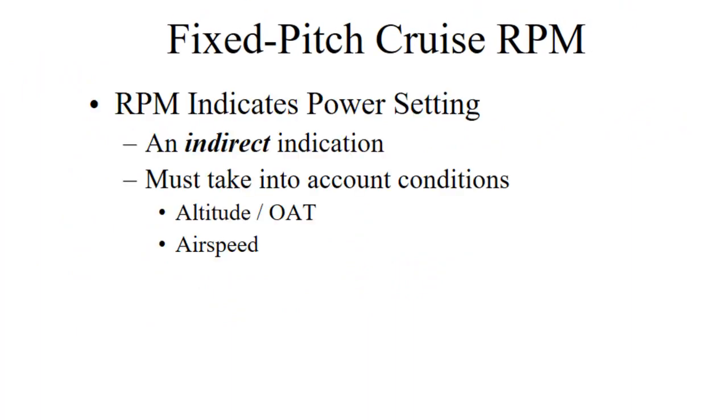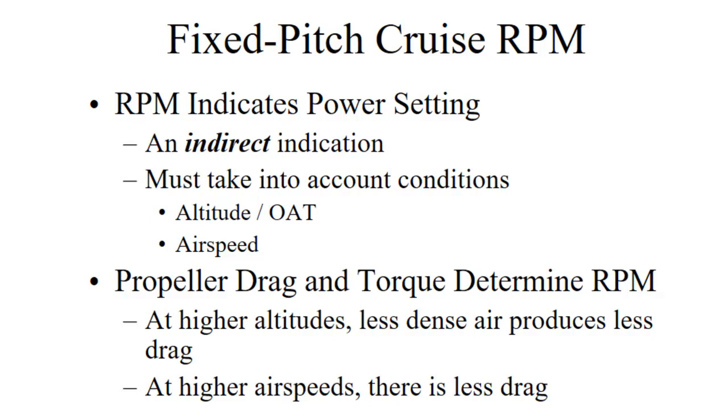If you're in a fixed pitch airplane, the RPM indicator is your power setting instrument. It is indirect, as we've already discussed, and it has to take into account altitude, outside air temperature, and also airspeed. The propeller drag and torque are what determine RPM. So torque, your manifold pressure, i.e. your throttle, is only one of the two factors. You have to take into account the other one as well.